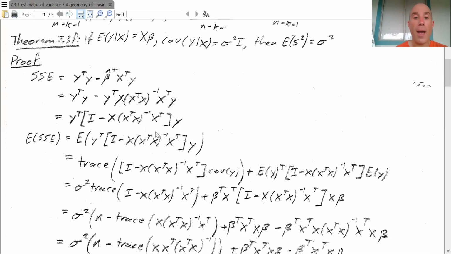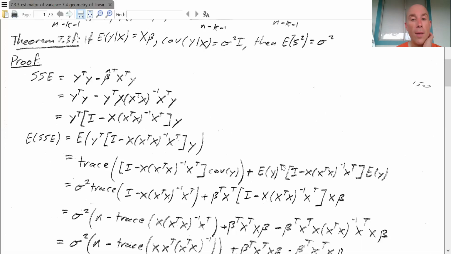So I look up that formula from several videos back. I know that I'm going to take the trace of the constant matrix times the covariance of y, and then I'm going to take the expected value of y transpose on the left, the expected value of y on the right, and put that constant matrix in the middle. So now I've used the formula to figure out something about the expected value of the sum of squares error. Now, it just becomes a plug and chug formula at this point.